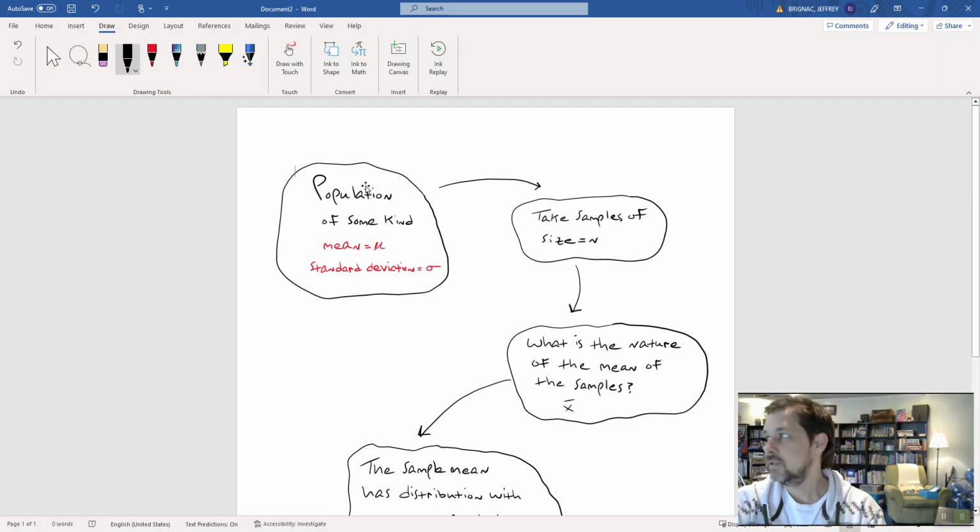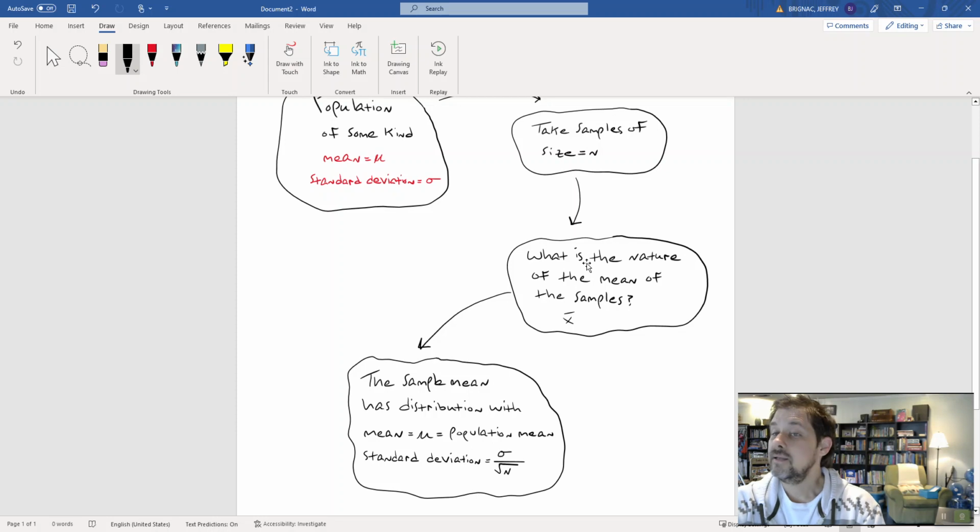So remember I said that we have a population of some kind. The population has a mean and a standard deviation. We use the Greek letter mu for the mean and the Greek letter sigma for the standard deviation of the population. So the population is out there and we want to study it somehow. What we do is we take samples. Those samples will be of a certain size. So let's say we take samples of size n.